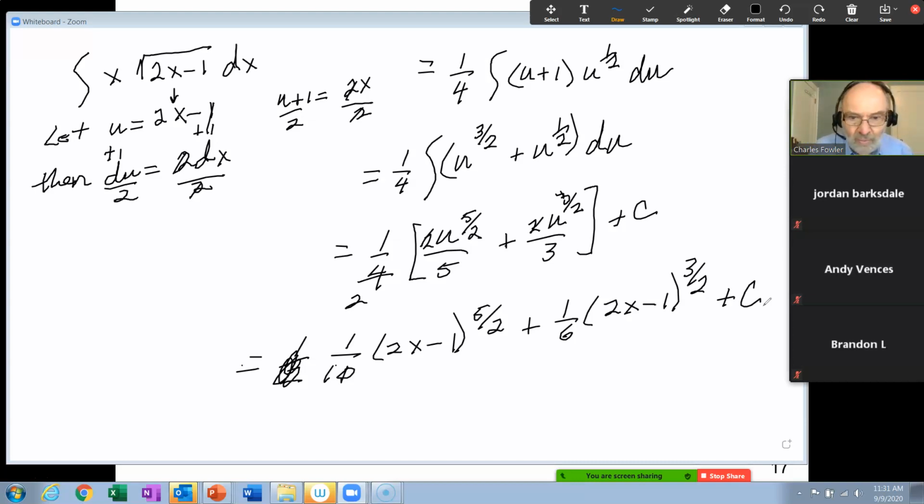Example 5. Oh, amazing, amazing. We wrote it the same way. 1/10, 2x minus 1 to the 5/2 power plus 1/6, 2x minus 1 to the 3/2 power plus c. Perfect. Any questions on that?